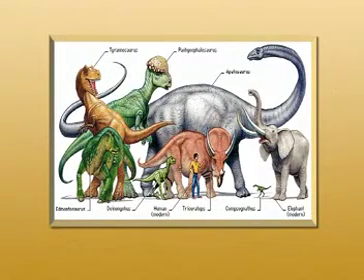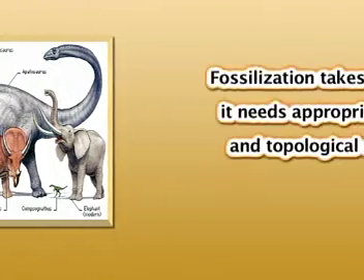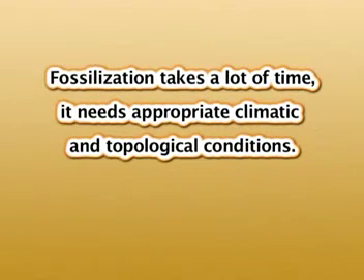A very small percentage of organisms are immortalized in stone, that is fossilized. Fossilization takes a lot of time. It needs appropriate climate and topological conditions. All organisms and all the parts of an organism are not fossilized equally. Hard parts like bones and xylem are good for fossilization.